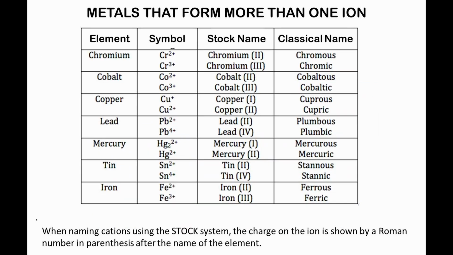Some metallic elements form more than one cation with different ionic charges. When naming cations using the stock system, the charge on the ion is shown by a Roman number in parenthesis after the name of the element. This is the preferred method of naming cations.